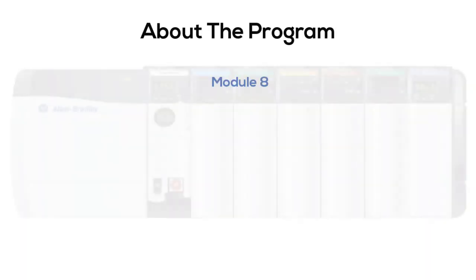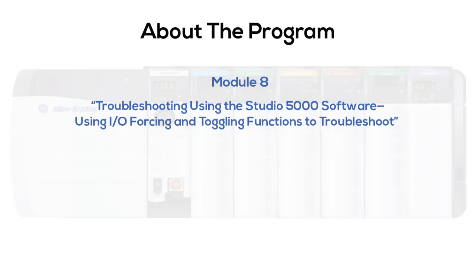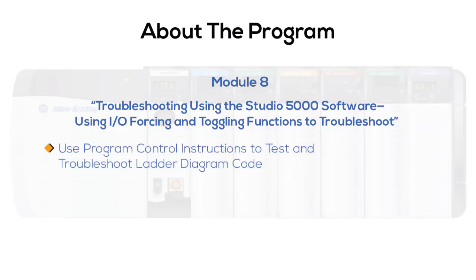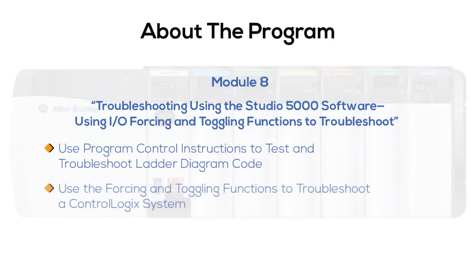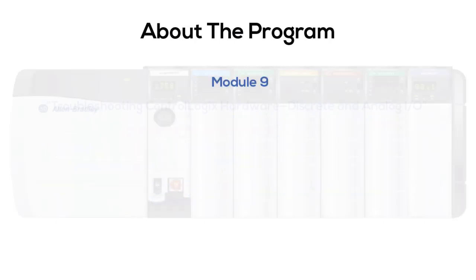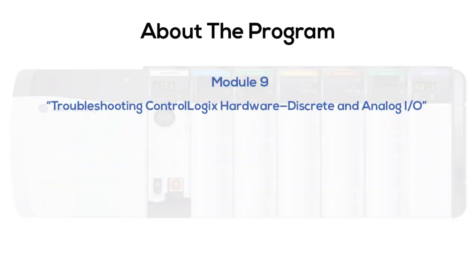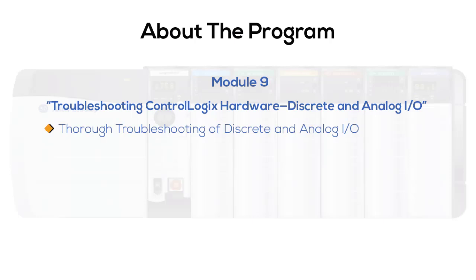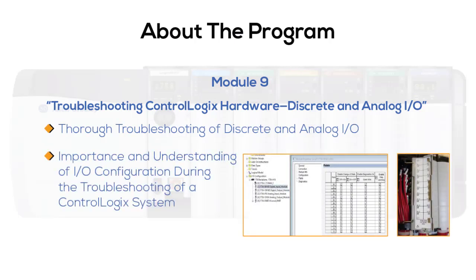In Module 8, we attack troubleshooting using the Studio 5000 software and learn how to use several special program control instructions for testing and troubleshooting sections of ControlLogix code. We will also cover using the forcing and toggling functions when troubleshooting. Then in Module 9, we go over the troubleshooting of discrete and analog I/O hardware components and the importance of understanding module configuration to avoid problems during troubleshooting.